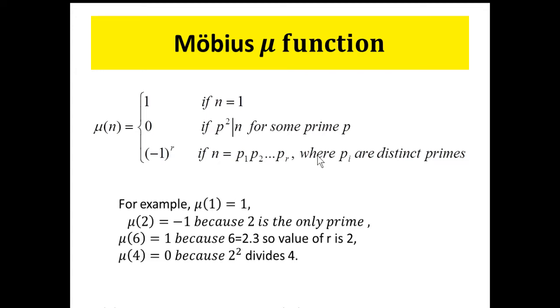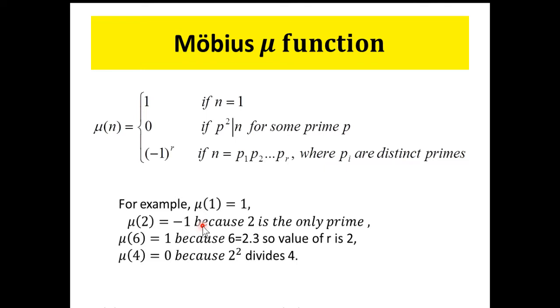Next is the Mobius mu function. So how do we define a Mobius mu function? This is written as mu n, and it has value 1 if n is 1, value 0 when p square divides n for some prime p, and minus 1 to the power r if n is equal to p1 to pr, where they are distinct primes. So as you know, for n equal to 1, mu n is 1. For n equal to 2, which is a prime number, 2 is the single prime, that means minus 1 to the power 1. So mu 2 will be minus 1.